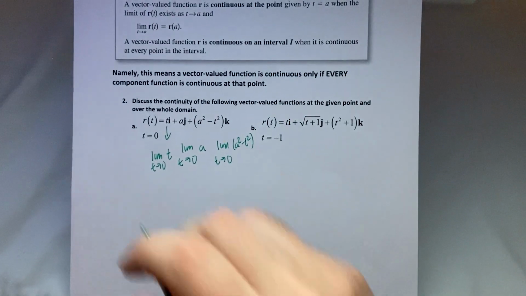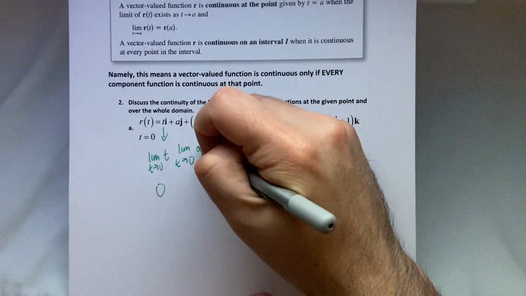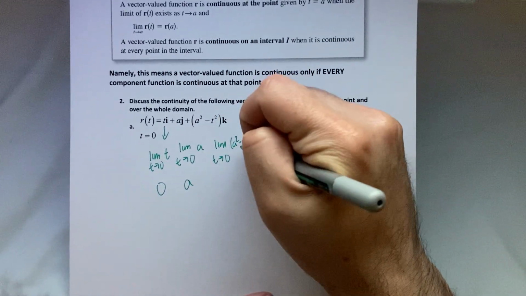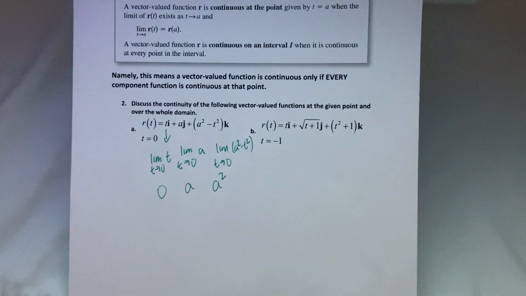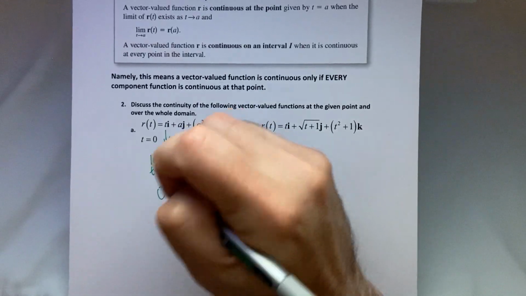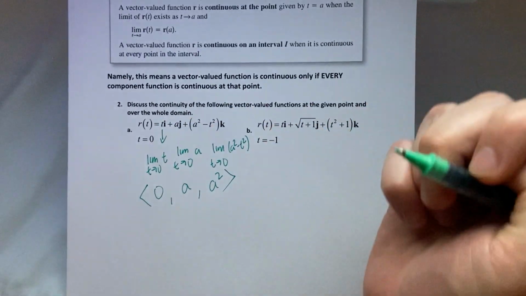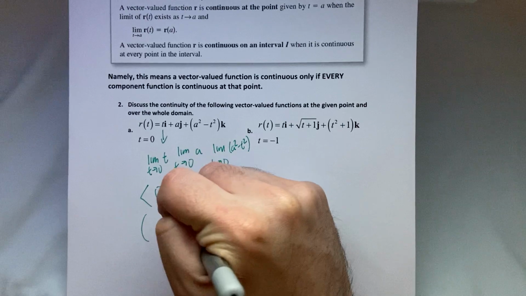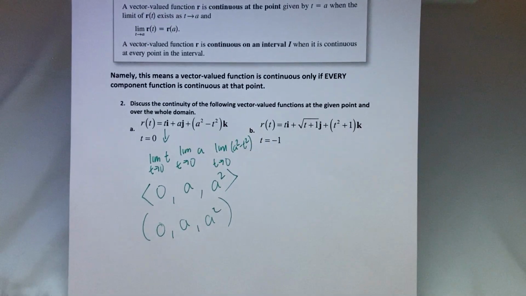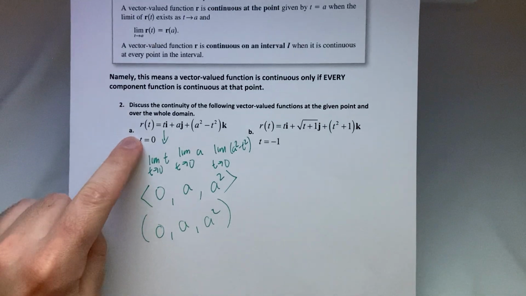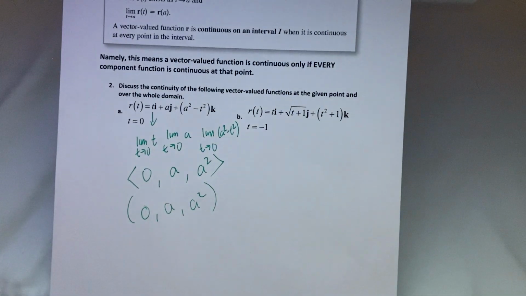The limit as t approaches 0 of t is 0. Here there is no t. Here it just becomes a squared. They all exist, which means the vector value function should exist there as well. You might ask, is it this or is it this? The limit should be a point and not a vector, because at this point we're not traveling, it's asking about the specific point here.